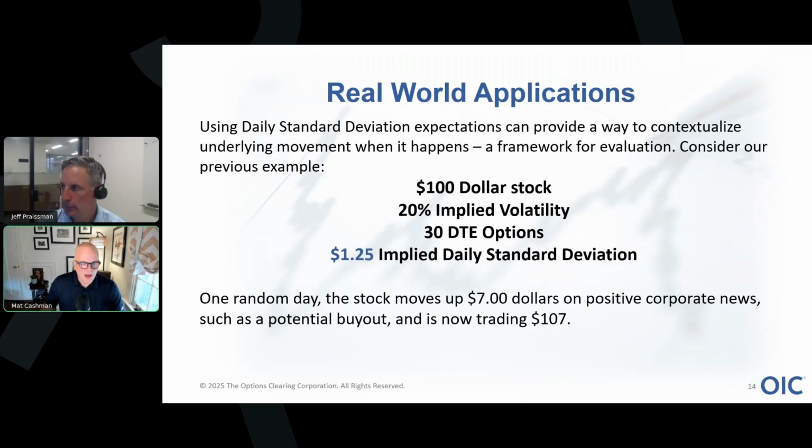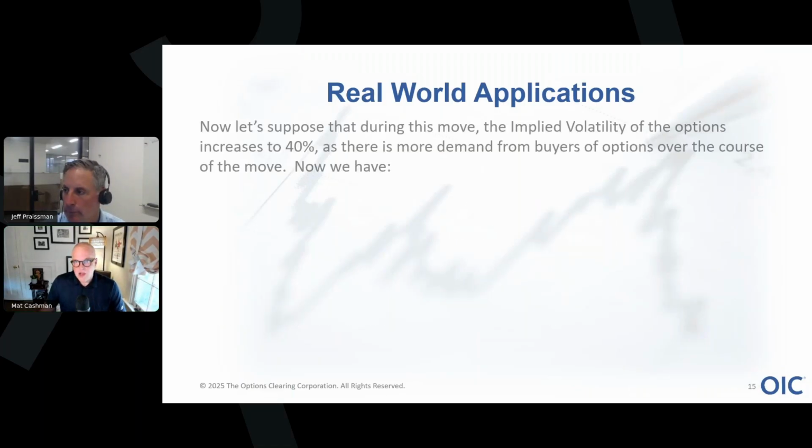You walk out, everything's fine. Something comes out after the close. Stock moves $7. Positive corporate news. So it's up. Stock's now trading 107. Okay, now let's also suppose that during this move, implied volatility of the options goes up. Instead of a 20 vol, now we're dealing with a 40 vol.